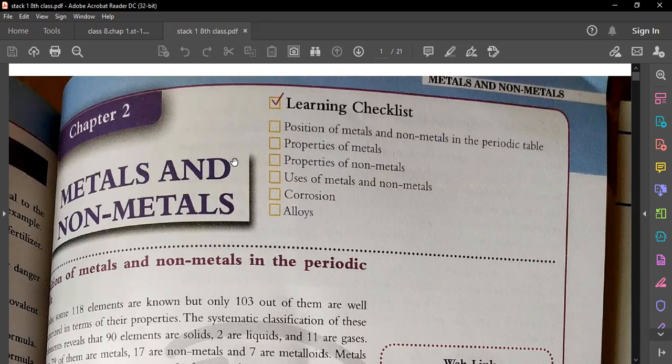because it will be useful for your competitive exam that is coming. Okay, whatever, sir. So you tell me first what you know about the metals and non-metals.